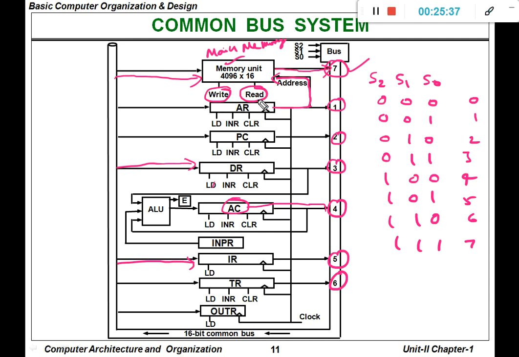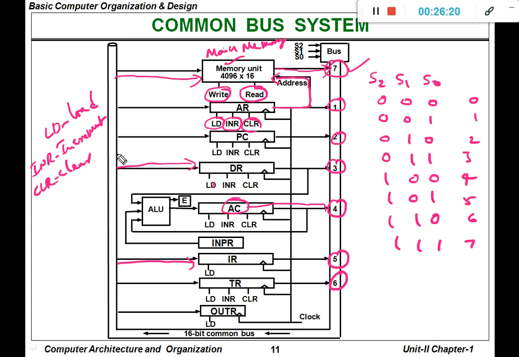These read and write operations are very important, because using these read and write operations only, we perform the data transfers between the main memory and the processor registers. And for each and every register, we are going to see three different operations: LD, INR, CLR. Here LD means load, INR means increment, and CLR means clear.